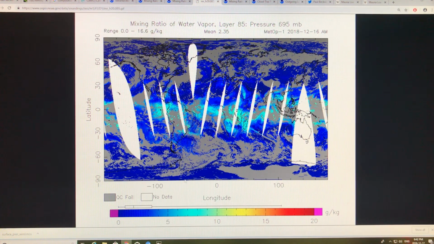Very low levels, very small amounts of water vapor up at the poles. The highest levels are near the equator. The mean is 2.35, highest is 16.6 parts per thousand or grams per kilogram. And that would be in this region straddling the equator.